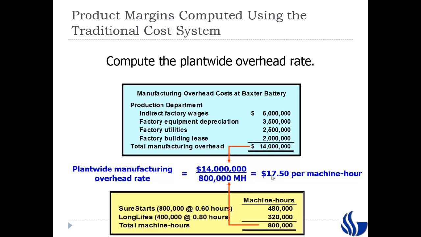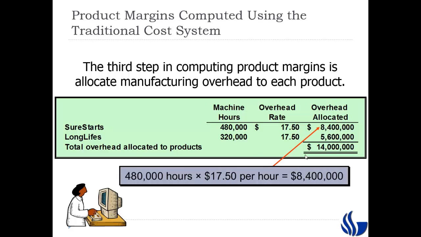All right, so how is this going to affect the profitability of the two different product lines? Well, we're going to take that predetermined overhead rate of $17.50 per machine hour, and then for the Sure Start batteries, we'll multiply it by the 480,000 machine hours, and that's $8.4 million that will be assigned to Sure Start. We'll take that same overhead rate of $17.50 times the 320,000 machine hours for the Long Life batteries, and that's $5.6 million. So you can see that adds up to the $14 million, but we divided it in proportion to the number of machine hours.